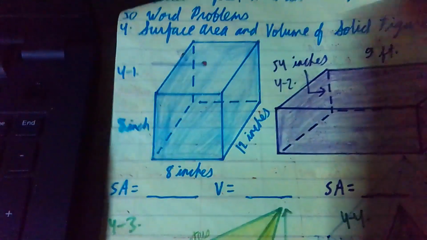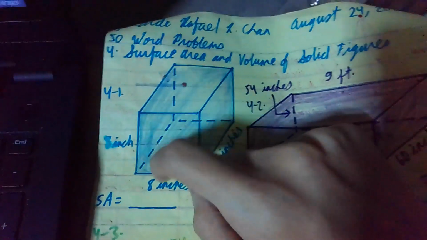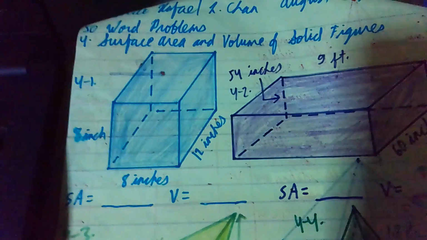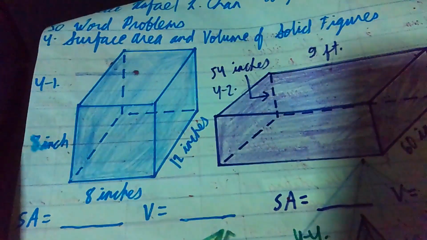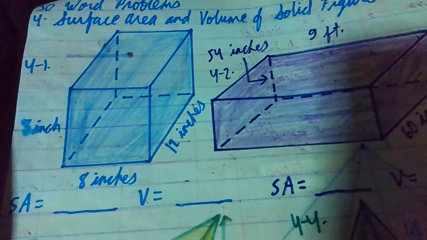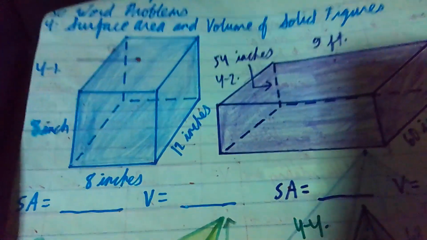Although nakaburat ito, I know this is 8 inches. So this one is 8 inches. This one is also 8 inches. And the last one is 12 inches. So to solve for the surface area of the figure, you're going to have to get the area of one face and then all other faces and then add them all together.